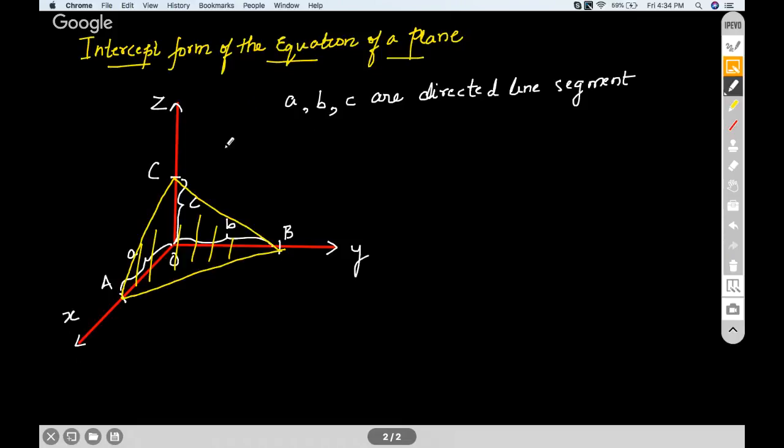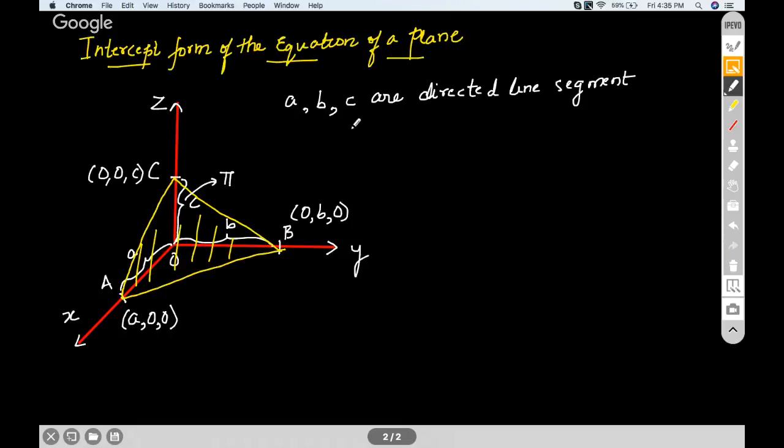Okay. Now, how do I get the equation of this required plane pi? For that, I already know the coordinates of A, B, and C. How? If it cuts it at a distance of a from the origin, I can clearly say the coordinates of A is (a, 0, 0). Similarly, the coordinates of B would be (0, b, 0). And coordinates of C would be (0, 0, c). Correct? Now, I want to find out the equation of a plane which passes through these 3 points.